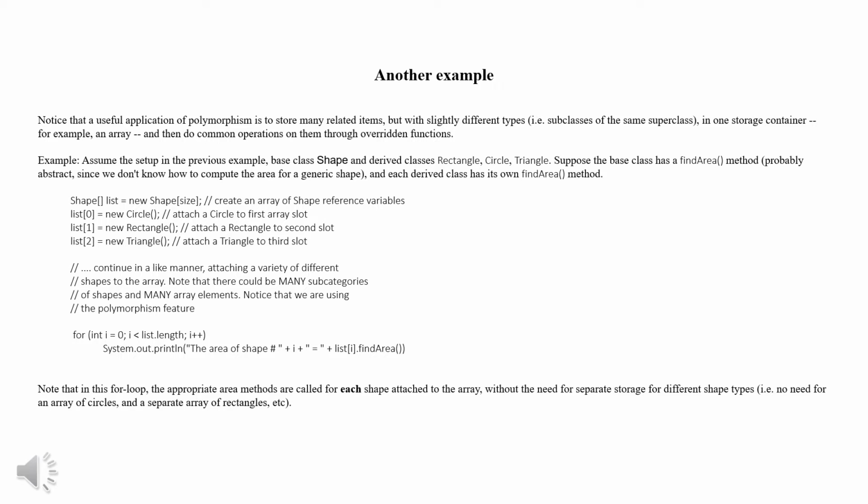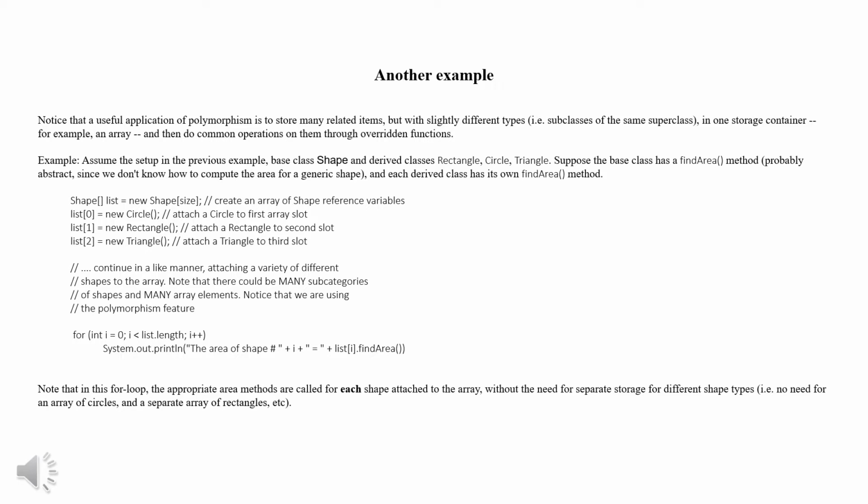Shape list be new shape. Then each cell, list 0, list 1, list 2 is one object. List 0 is new circle. List 1 is new rectangle, an object from rectangle. List 2 new triangle, an object from triangle class, right? So I have these objects and I will store them inside my array.